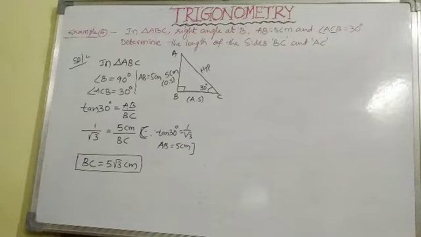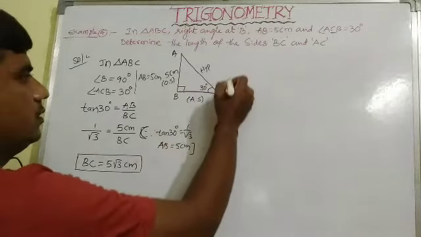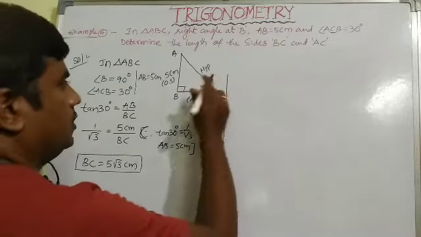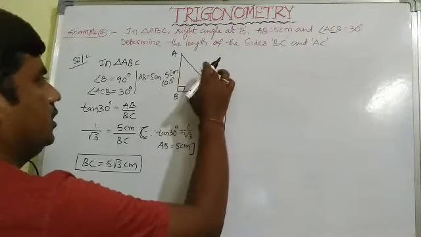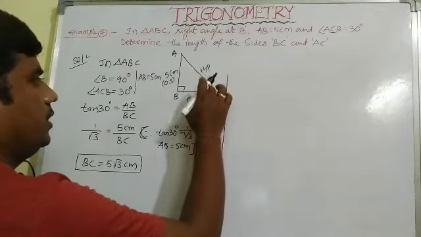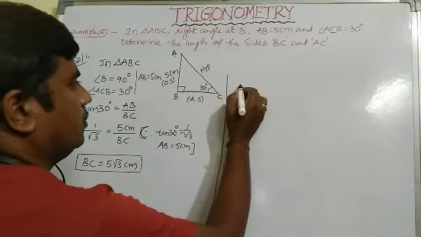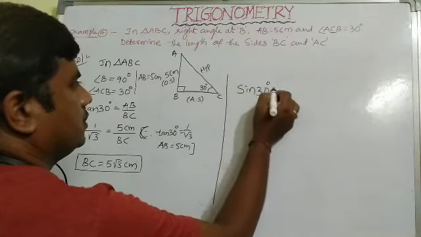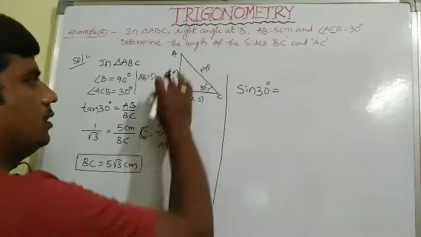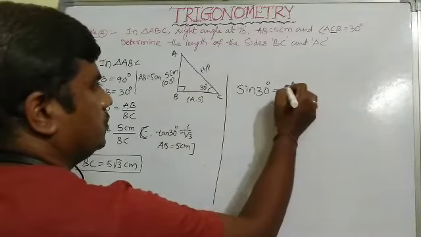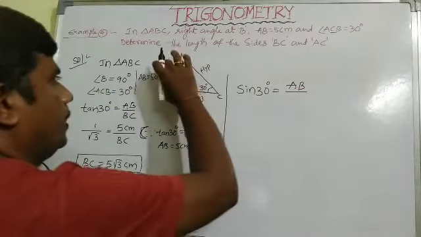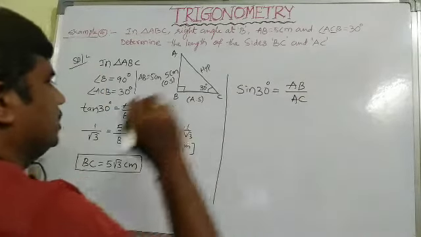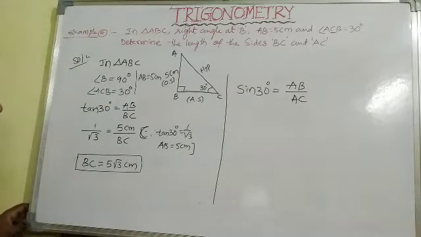Next, in the same way, we have to find the AC length. AC means the hypotenuse. For this, we know the opposite side and we have to find the hypotenuse, and we know the angle value. So now we are taking sin 30 degrees. Sin theta equals what? The ratio between the opposite side AB by hypotenuse AC.